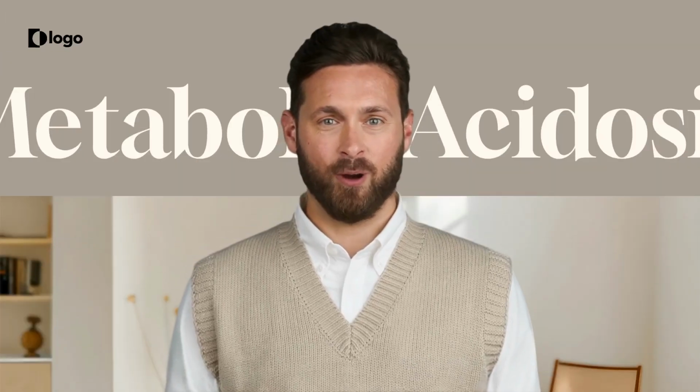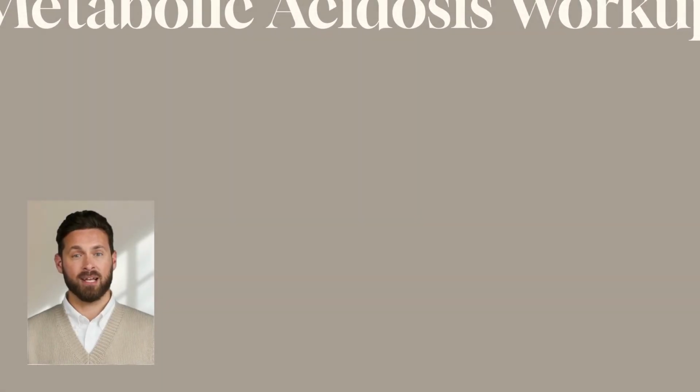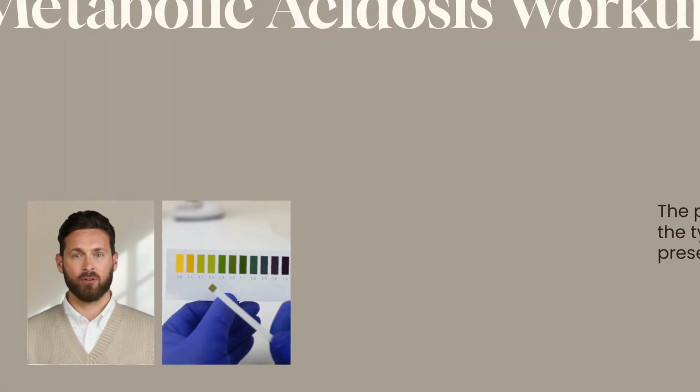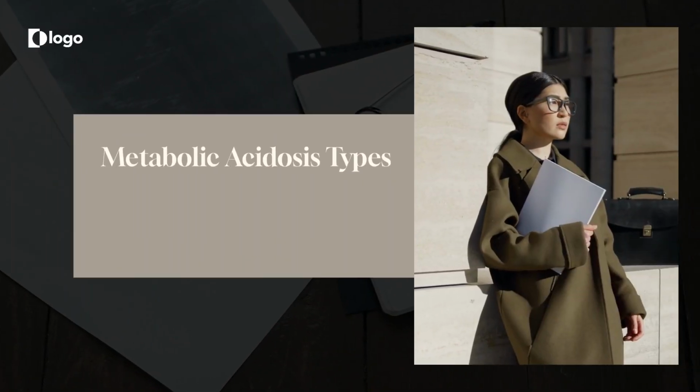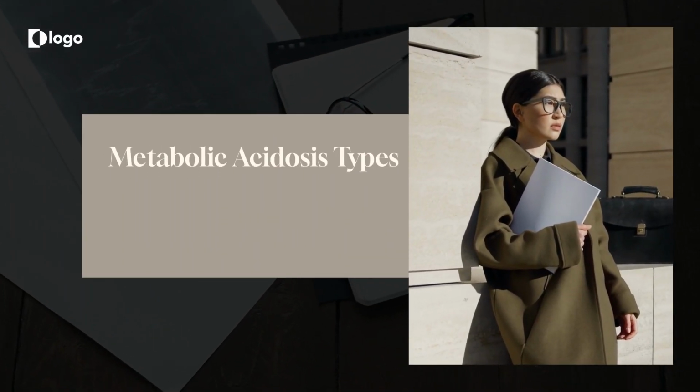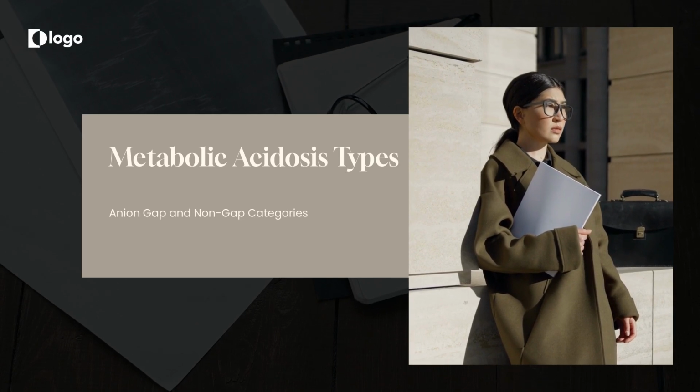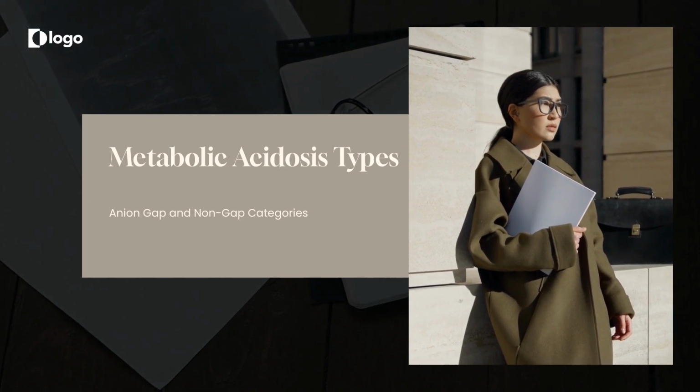Metabolic acidosis workup starts by categorizing the metabolic acidosis. When a patient's blood gases show a pH below 7.35 in the setting of PaCO2 less than 40, the picture is more likely a metabolic acidosis. Metabolic acidosis can be categorized either as anion gap metabolic acidosis or as non-gap metabolic acidosis.